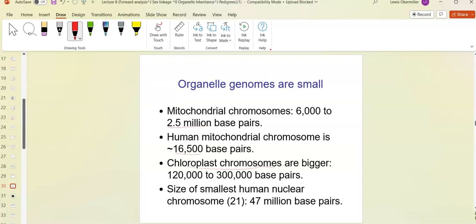And if you just want to look at humans, the smallest chromosome, remember we said it's 21, not 22, is about 47 million base pairs. So we're talking orders of magnitude larger than mitochondria.